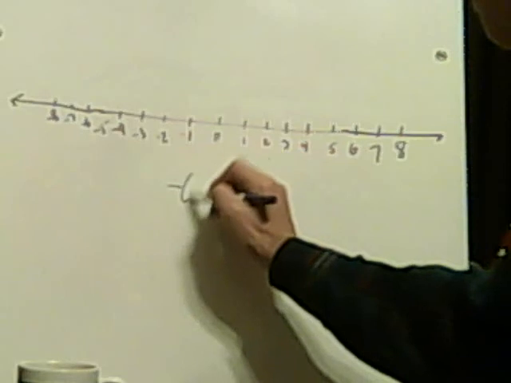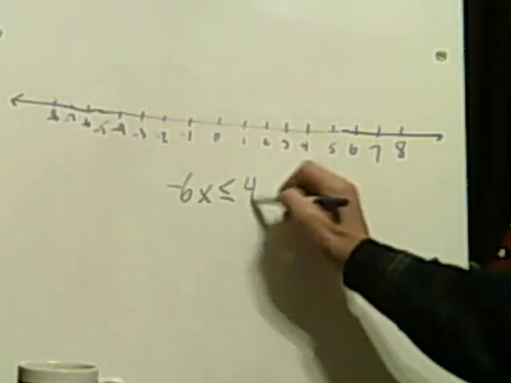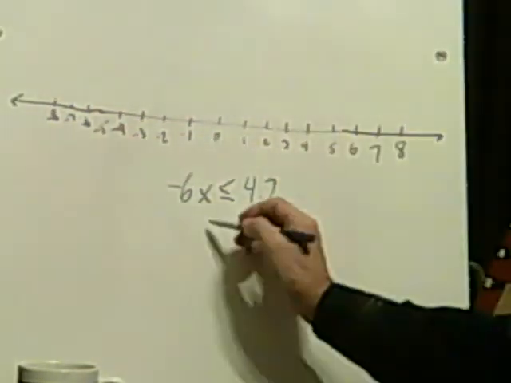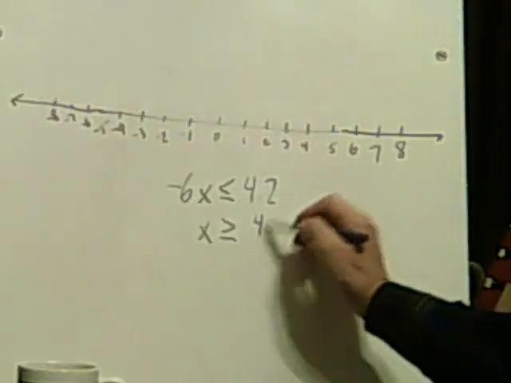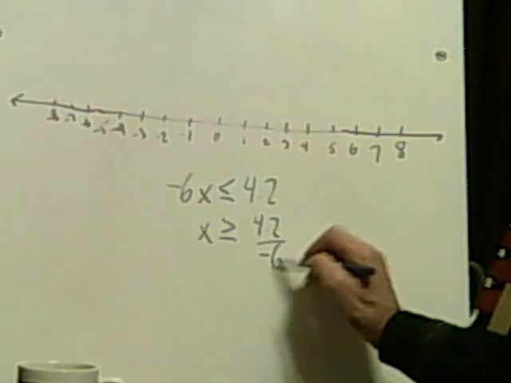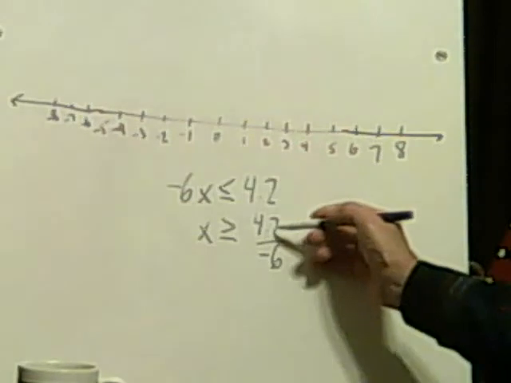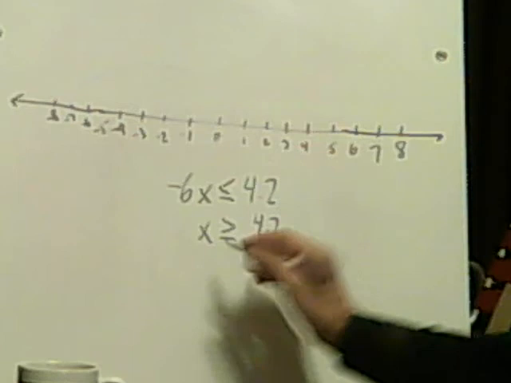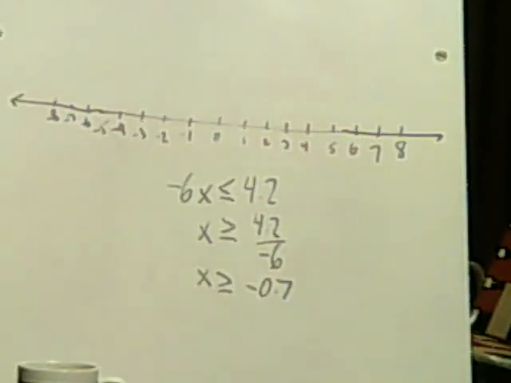Now let's go to 40. Negative 6x less than or equal to 4.2. We have to divide both sides by negative 6, so we're going to change this to greater than or equal to. And 4.2 divided by negative 6. Well, 6 times 7 is 42. So when we divide 4.2 by 6, we're going to get 0.7. And it's going to be a negative because we're dividing by a negative number now. So it's going to be x greater than or equal to negative 0.7.